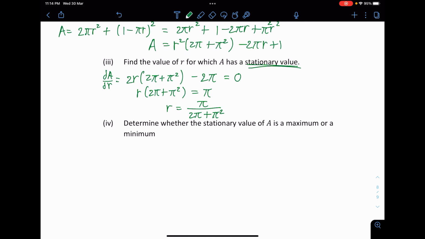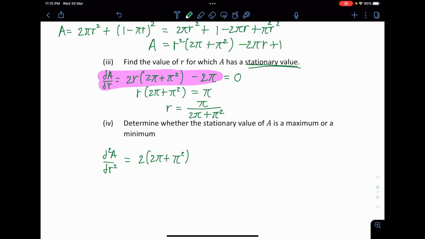Next, determine whether the stationary value of A is maximum or minimum. Okay, since the expression of dA/dr is actually this, and I see that this is actually easy to differentiate. Okay, remember, don't be distracted with the pi. Pi is just a constant number. You shouldn't pay too much attention on the pi. Okay, I differentiate this, so the 2r will become 2, multiplied by 2 pi plus pi square, minus 0, or that is nothing to write. Okay, so this is our tester.